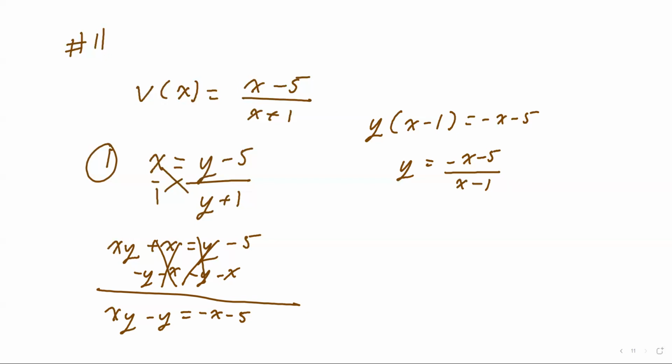What's the final step? I got to write the correct notation. So that y will turn into a what? f to the negative 1 for the inverse. And then I just rewrite the answer. Questions on those?